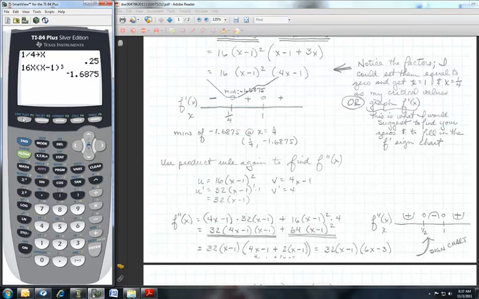Let's go back to y equals. Let me type this one in. I've got 32 times the quantity x minus 1 times the quantity 6x minus 3. And let's see if it does look like it hits at 1/2 and 1.